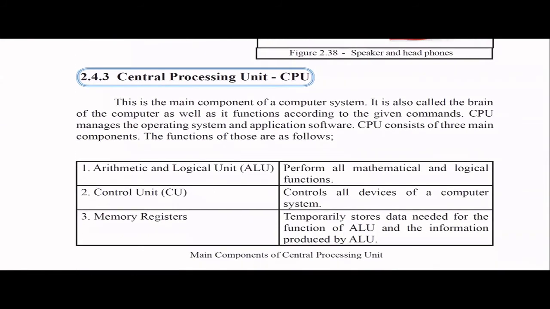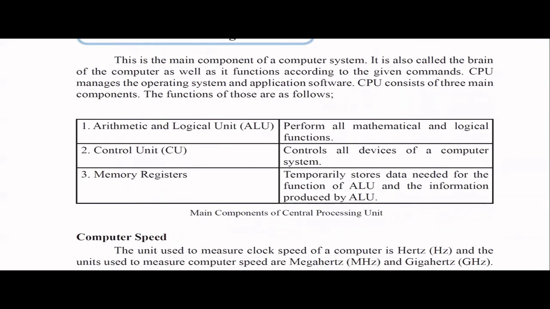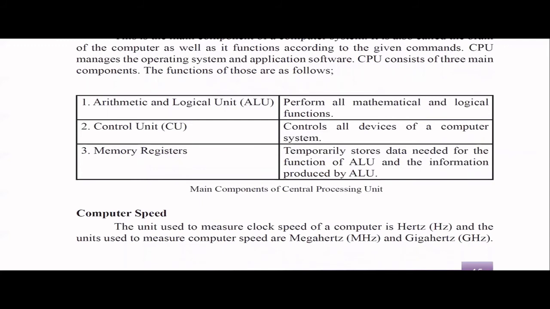Then comes the CPU, right? Now that we have learned about input devices and output devices, we come to the CPU. This is the main component of the computer, considered the brain of the computer. In the CPU, we learn there are three things: the arithmetic and logical unit, the control unit, and memory registers. The arithmetic and logical unit, or ALU, performs all the mathematical and logical functions of the computer. Mathematical operations are adding, subtraction, division and so on, and logical operations are AND, OR, and NOT operations, which you may have learned in earlier classes. These are handled by the ALU.